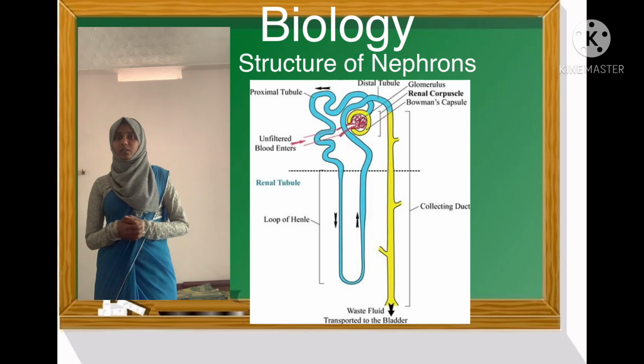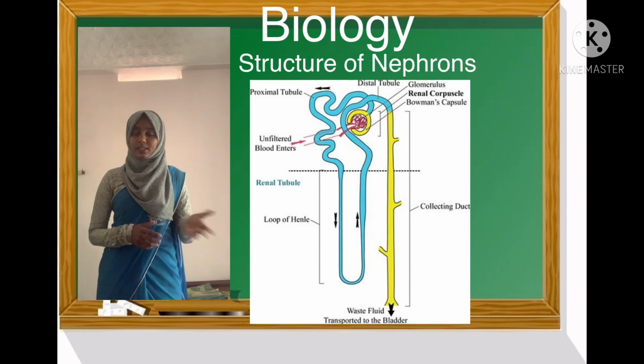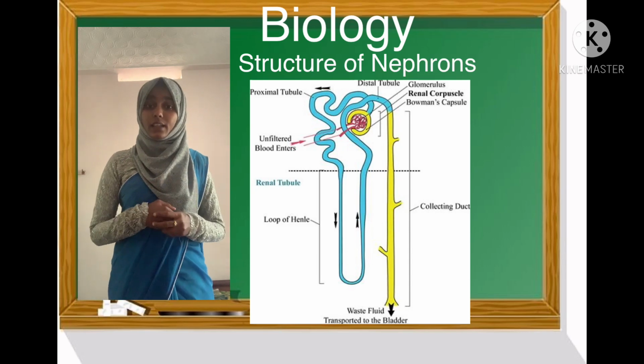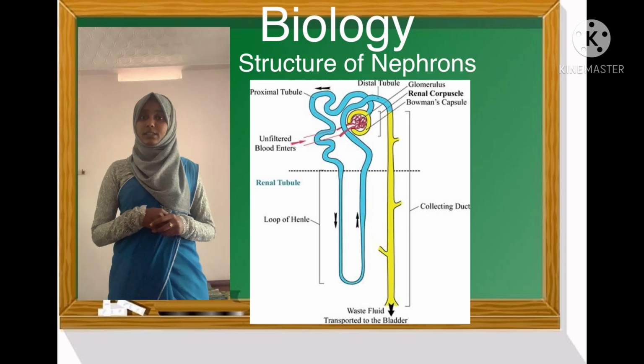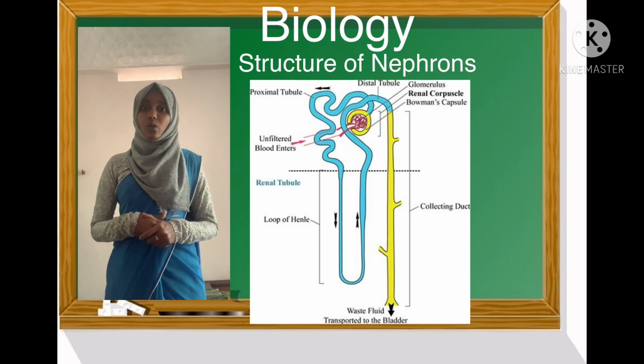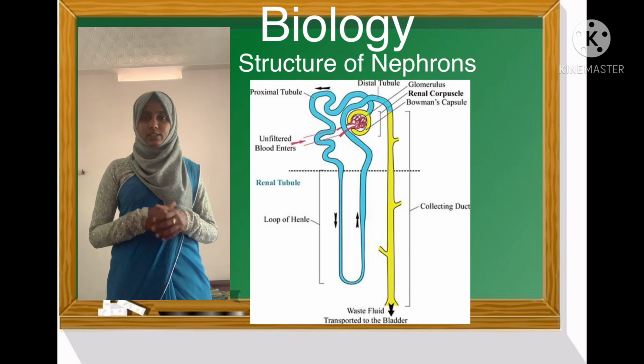And the next one is, there we discussed that there is a long tubule which connects the Bowman's capsule and collecting duct. Which is it? Renal tubule. So next we can discuss what is collecting duct.